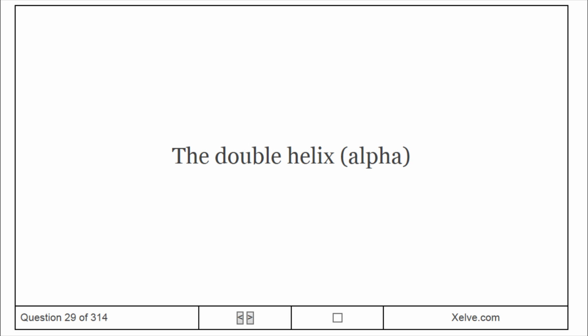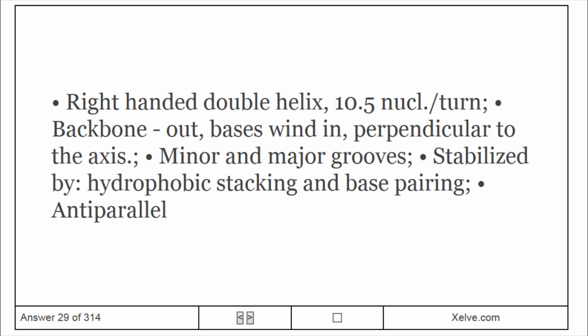The double helix. Right-handed double helix, 10.5 nucleotides per turn, backbone out, bases in, perpendicular to the axis, minor and major grooves, stabilized by hydrophobic stacking and base pairing. Antiparallel.